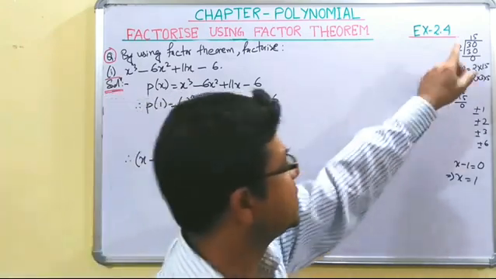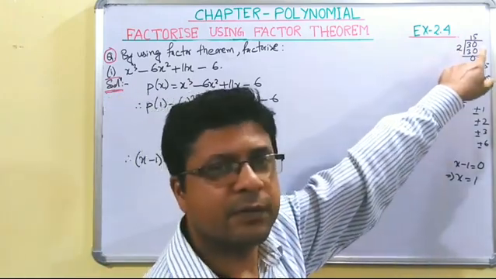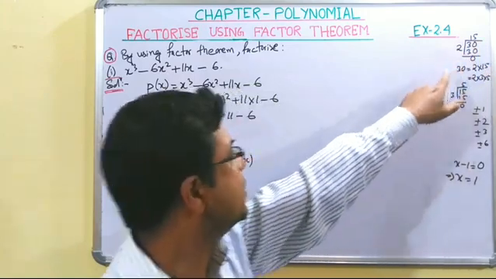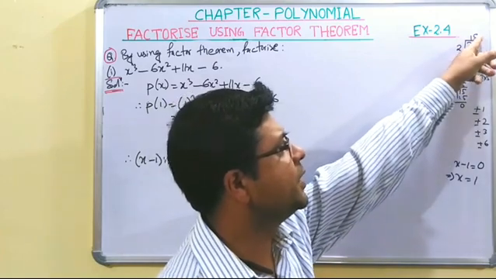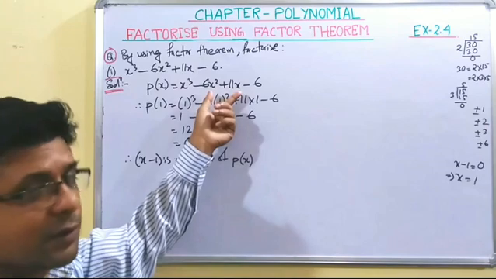Now I am trying to connect these two. 2 is a factor of 30, and the quotient is 15. So if 2 is a factor of 30, we have to get a quotient. Here x minus 1 is a factor, so we'll find the quotient here.